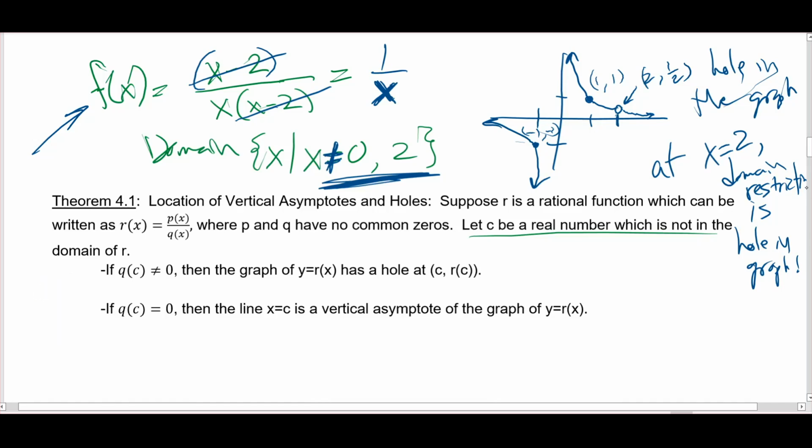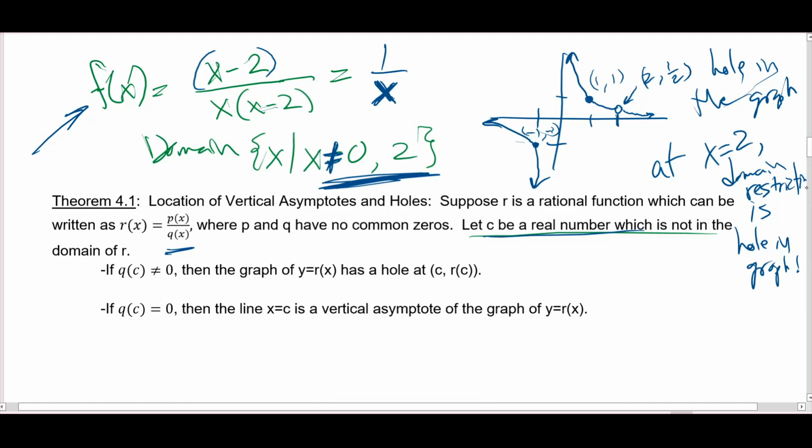So, okay, let's compare what we did. So if we've got a rational function that can be written as P over Q, where P and Q have no common zeros. Okay, so we had the rational function. It was right there. It was what we started with, x minus 2 over x times x minus 2. That's what we started with. And it can be written as P over Q where they don't have any common zeros, right? Well, there it is. So we factored out, canceled out the common factor, and we did that. Okay, so now let C be a real number which is not in the domain. Okay, we made a list. Right away, we made a list. We already have that list.